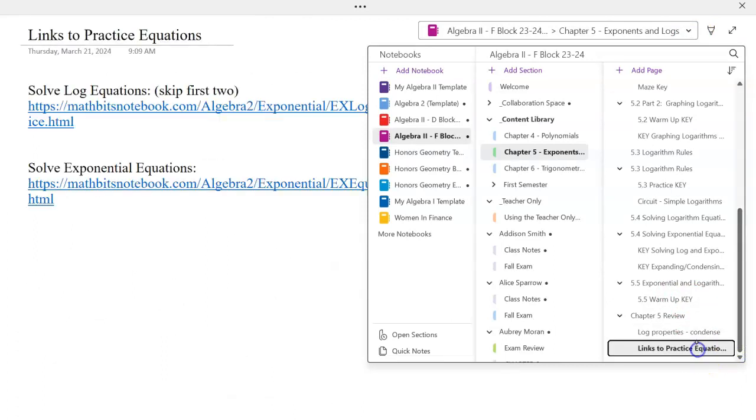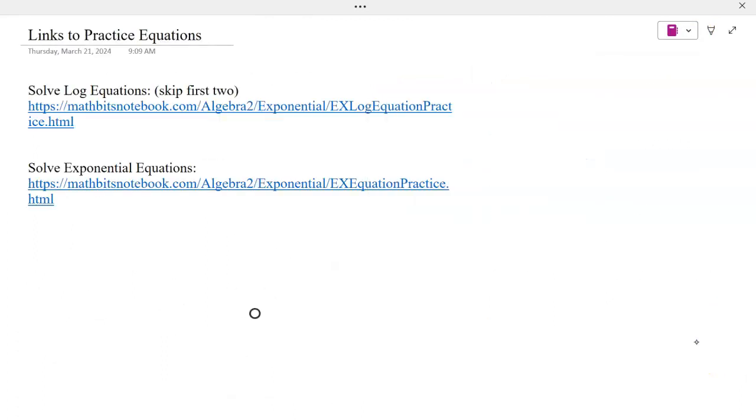The other page that I put out here was just some links to the MathBits Notebook website where you can work some log equations or exponential equations. And I like this website because when you click on the solution, it will show you how it's worked out step by step. It doesn't just give you the final answer. So those are some good resources as well, in addition to everything else that I have given you so far.